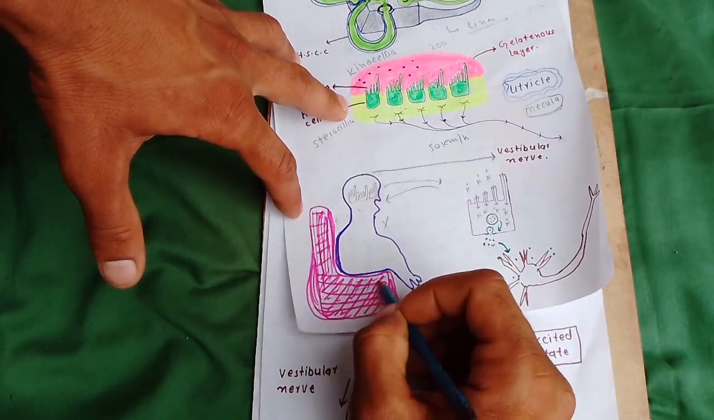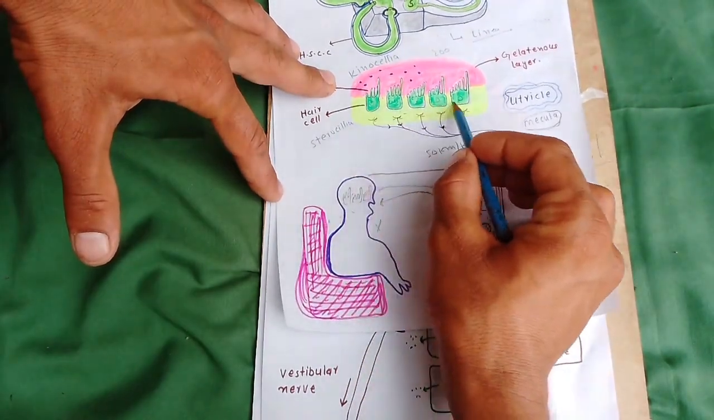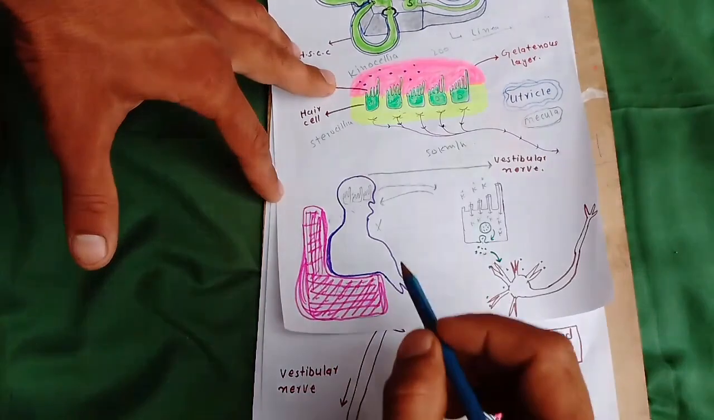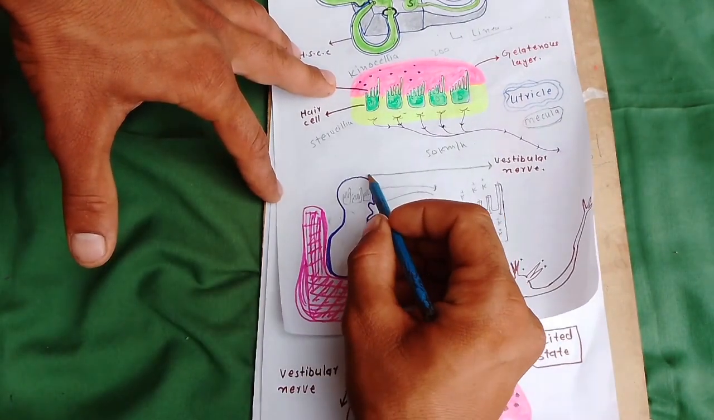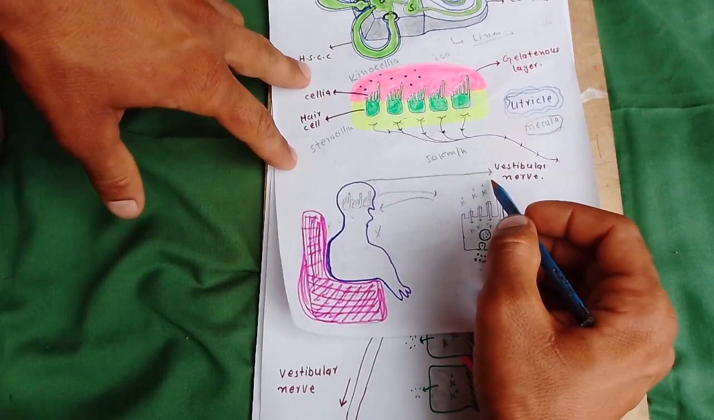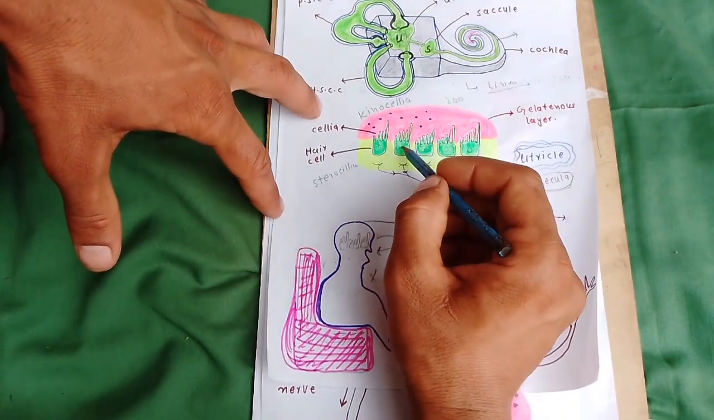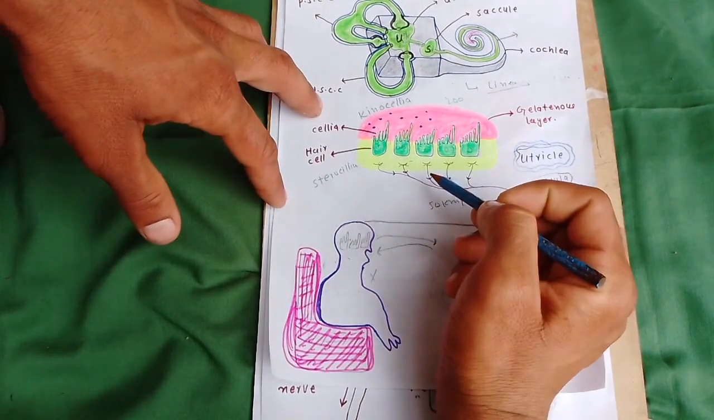This is a man sitting on his own seat. These are the cilia, these are the hair cells, these are the neurons. When this man is sitting and the bus is moving at a normal uniform speed of about 50 km/h, the hair cell is in its normal condition.